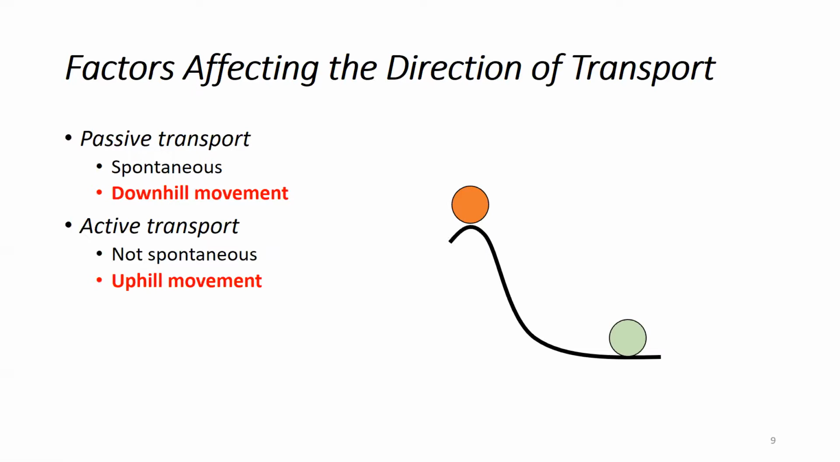And then there's active transport, which is not spontaneous. It's going to be going against what feels most natural or feels easiest. That's going to require energy input or ATP input. So passive transport is spontaneous, requiring no energy, and active transport is not spontaneous and it does require energy.